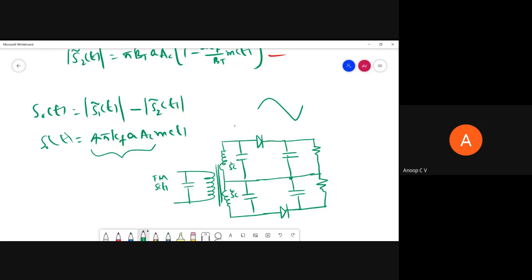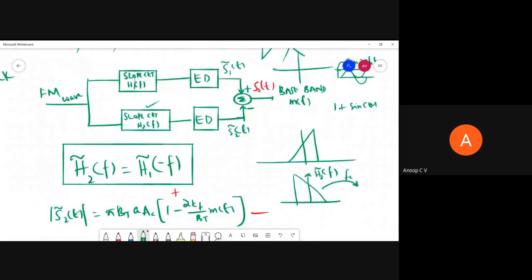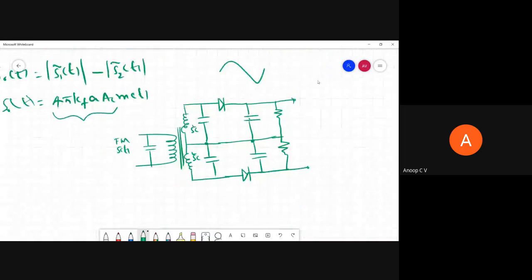So this is how we can practically implement a balanced discriminator. You might have noticed that wherever we are using a balanced thing, there is a balanced center tap transformer. So this is equivalent to the block diagram. This is the block diagram, and this is the actual circuit. About the explanation of the circuit, I'll be posting a video.